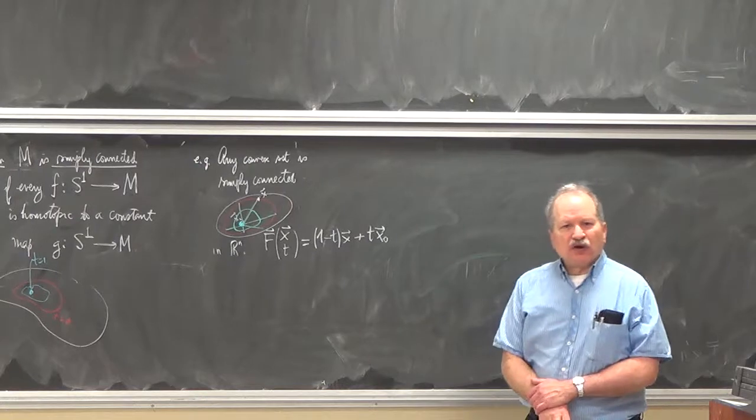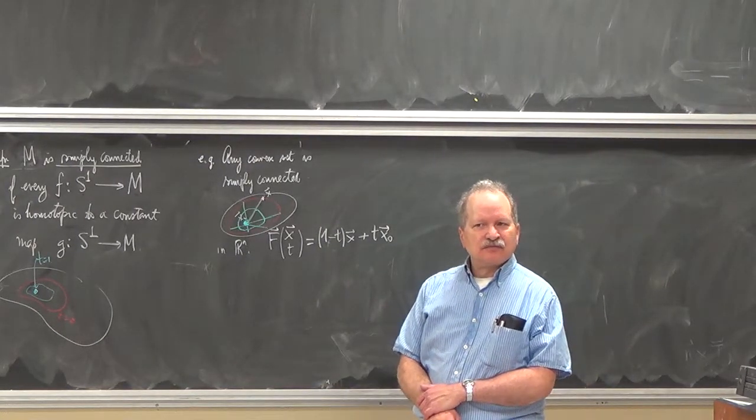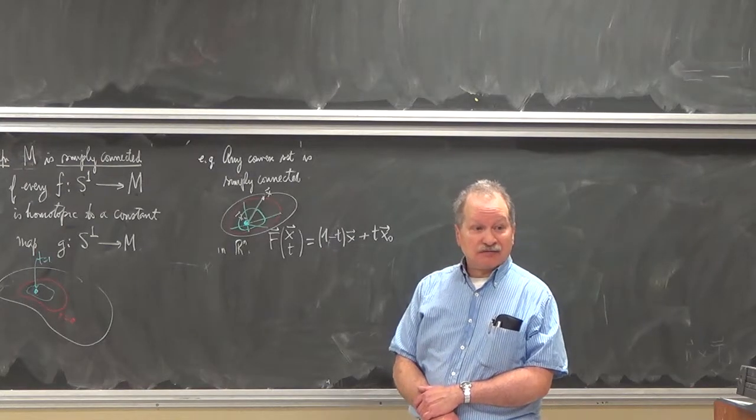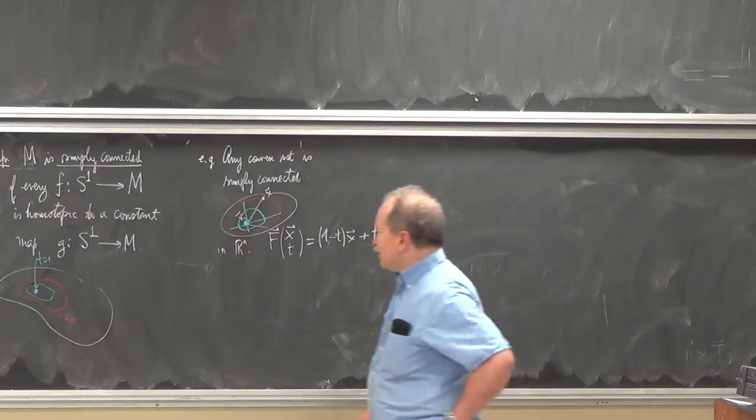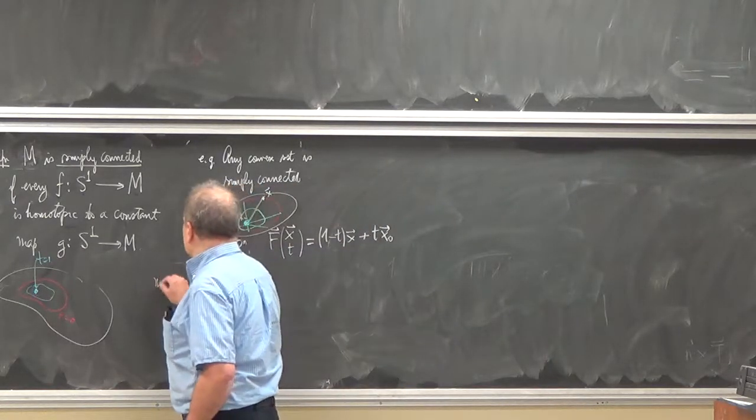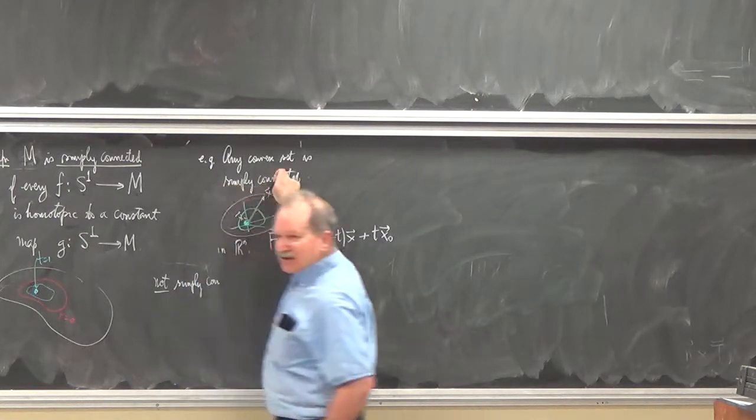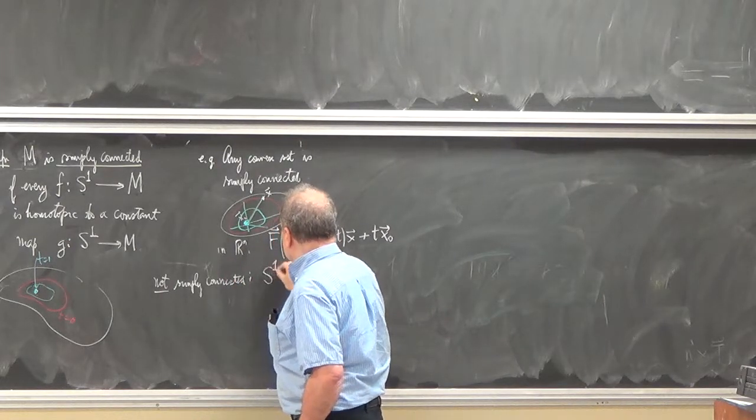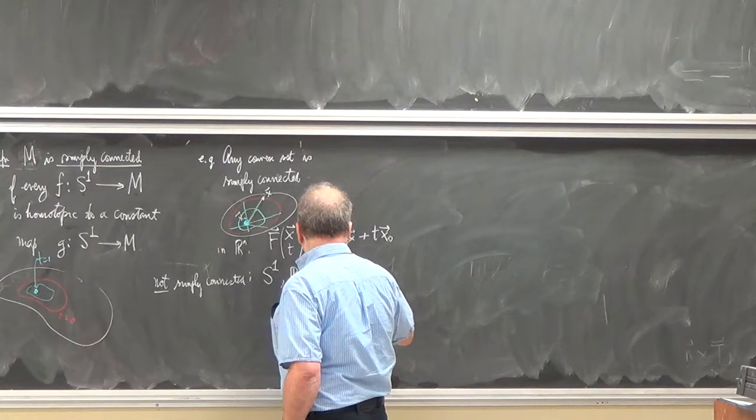So, give me a space or a manifold that is not simply connected. A ring, a torus, a circle. A circle is not simply connected. A circle itself, R^2 minus the origin, is not simply connected. A torus is not simply connected.